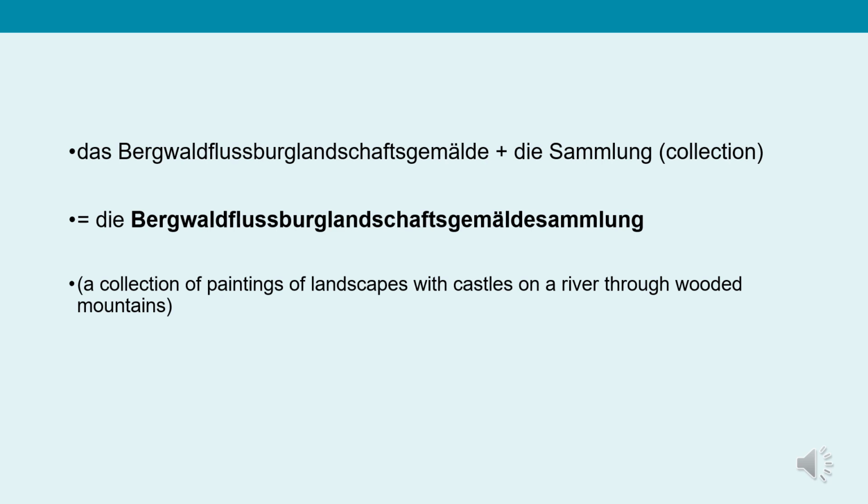Okay, let's do one more. Let's take the previous word, das Bergwaldflussburg-Landschaftsgemälde, and add die Sammlung, which is a collection. And then we end up with die Bergflussburg-Landschaftsgemälde-Sammlung, which, if I counted correctly, has 43 letters.